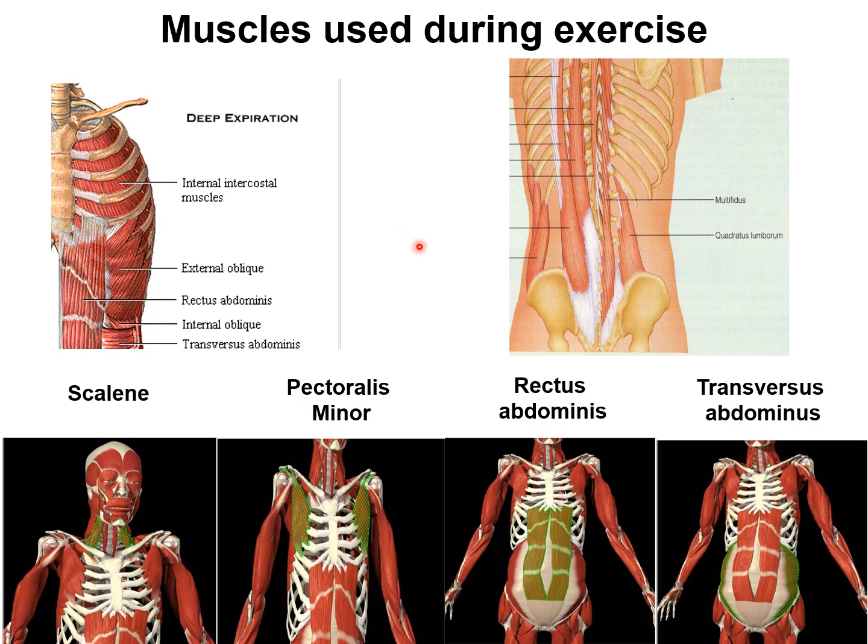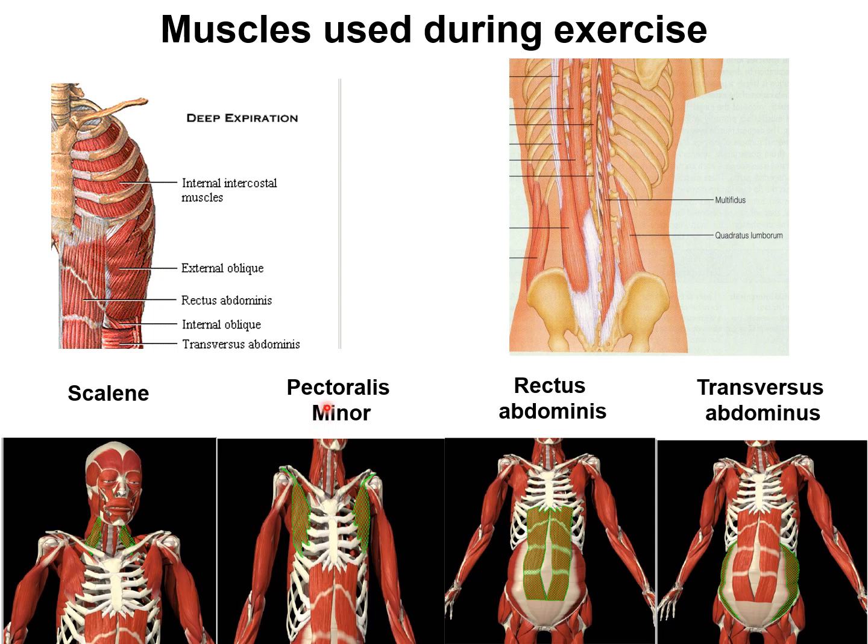Okay, so during deep inspiration, such as during exercise, the inspiratory muscles contract more forcibly, and they're also aided by additional muscular contraction. So firstly, we have the scalene muscles, which run alongside or down the sides of the neck, and these connect the first two ribs, so they help to pull the upper chest up and out.